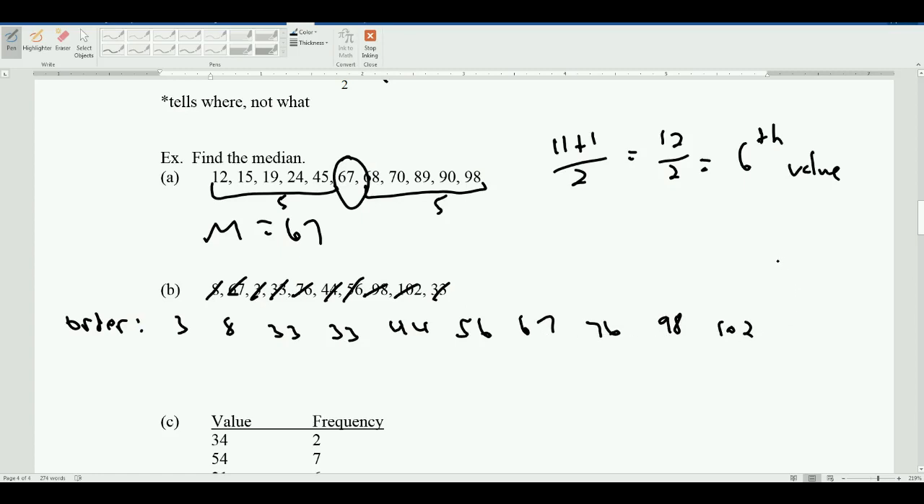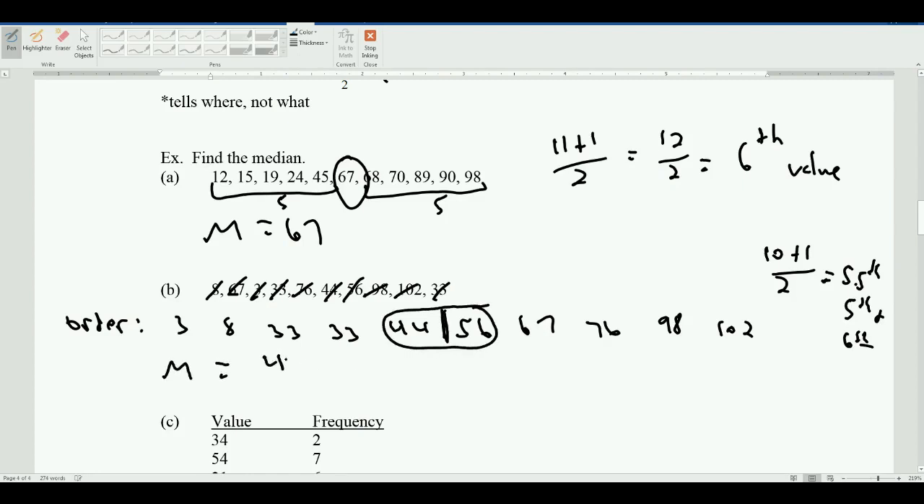We have 10 values. So I'm going to use that position formula again. 10 plus 1 over 2. 11 over 2 is 5.5. So what that means is it's between the 5th and 6th values. 1, 2, 3, 4, 5. So it's between these two numbers. It's right in here. So to find the median, you would take 44 plus 56 divided by 2, which is 100 divided by 2, which is 50. That's the median. It does not have to be a data value itself. So right here is your median.